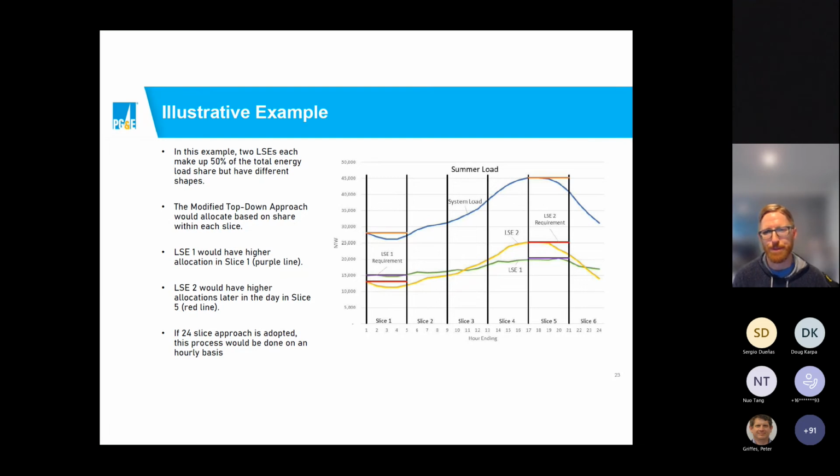And so this would be a process that's replicated across the number of slices that end up being adopted. This particular example uses 6 slices, but if you do a 24 slice approach, that would be replicated across all 24 hours.